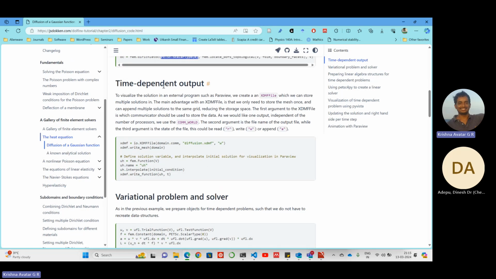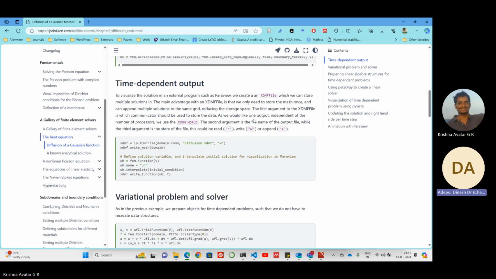Now, the time dependent output. To visualize the solution in external programs such as ParaView, we create an XDMF file in which we can store multiple solutions. So this is the file format that they recommend we use to save our results. The main advantage of an XDMF file is that we only need to store the mesh once and can append multiple solutions to the same grid, which reduces the storage space. So that is what they are saying about the XDMF file.